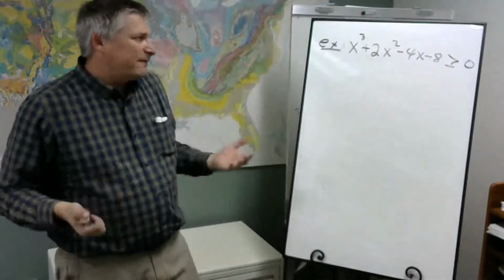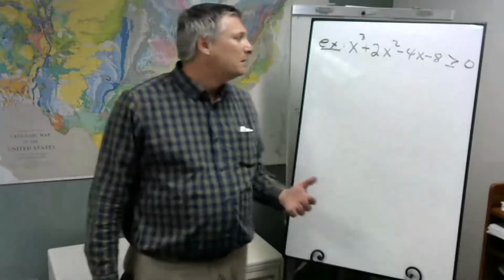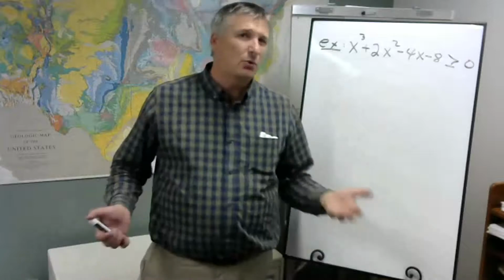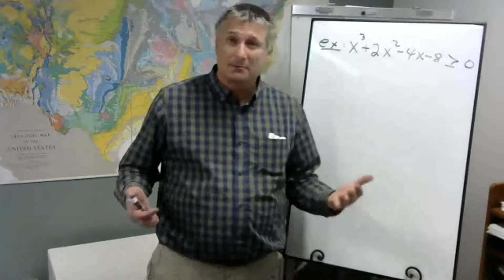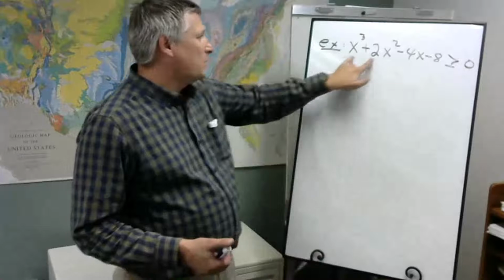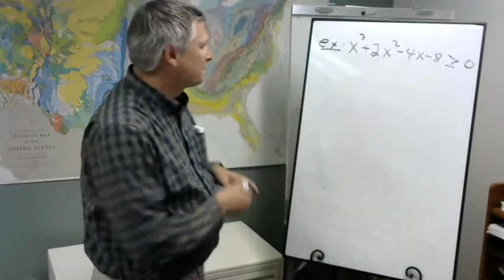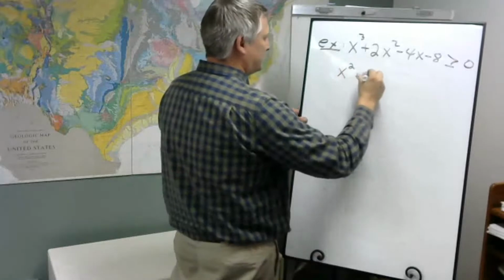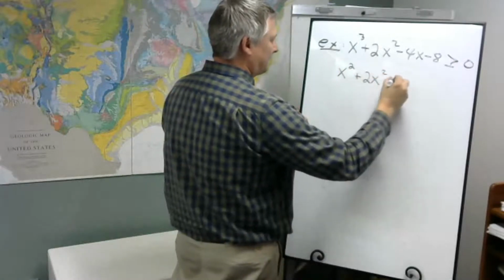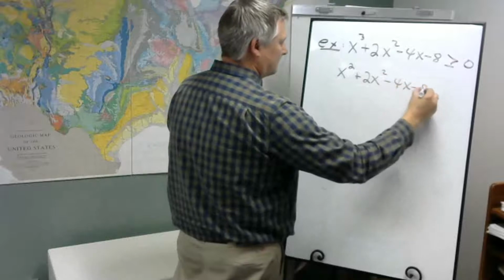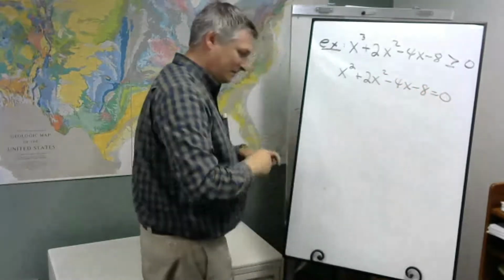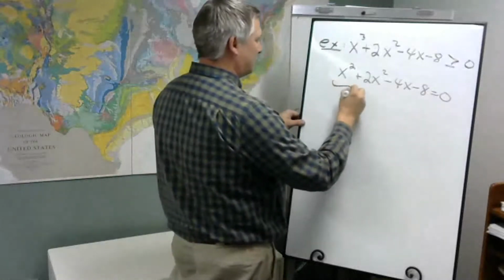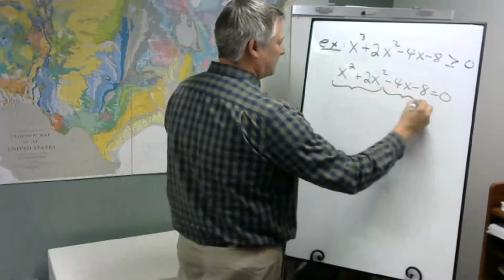So we want to find where this is greater than or equal to 0. And for this one, we don't have a quadratic, so we can't use the quadratic formula. We are going to have to factor by grouping. So I'm just going to go with what they give us and see what happens. So again, I want to set this equal to 0. And I'm going to group these two and these two.